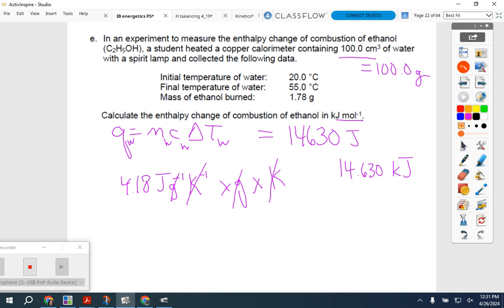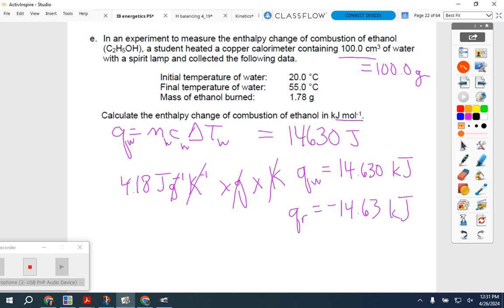So this is Q of the water. Q of the reaction is negative 14.63 kilojoules, okay? Because it's just losing, it's negative. It's an exothermic reaction, releasing energy. You're going to have a negative Q.